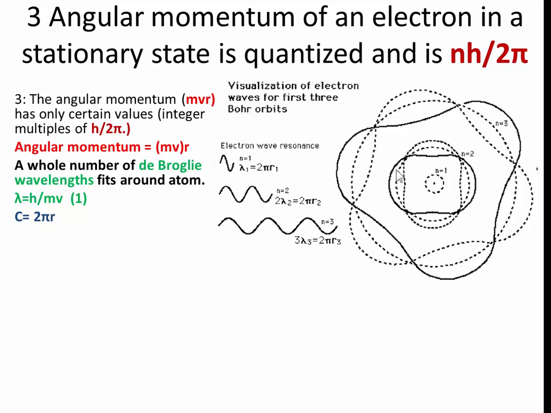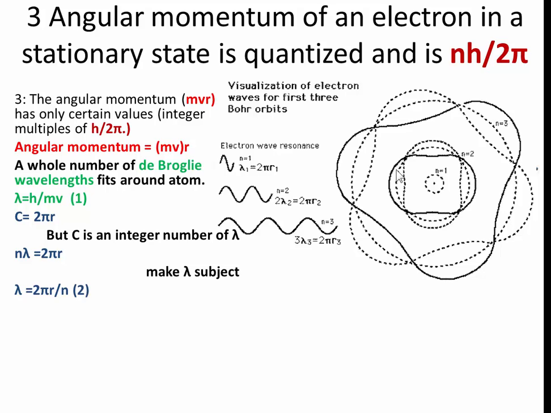We also know that the distance around the atom is equal to 2 pi r, the circumference of a circle. But we know that this circumference is going to be an integer number of wavelengths. So we can say that n lambda, which is a certain number of wavelengths, will be equal to 2 pi r. Let's rearrange and make lambda the subject. So lambda is equal to 2 pi r divided by n. And this is equation 2.